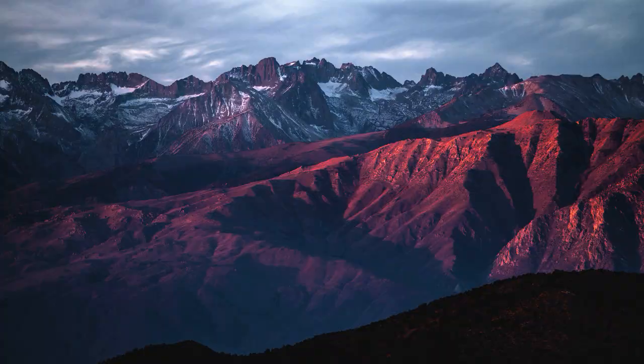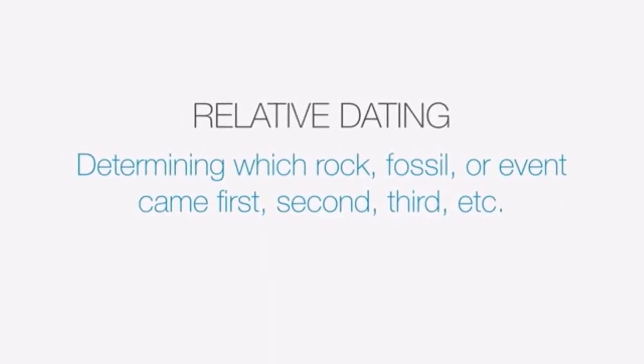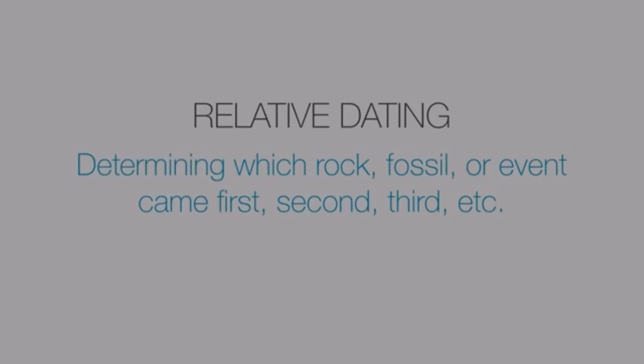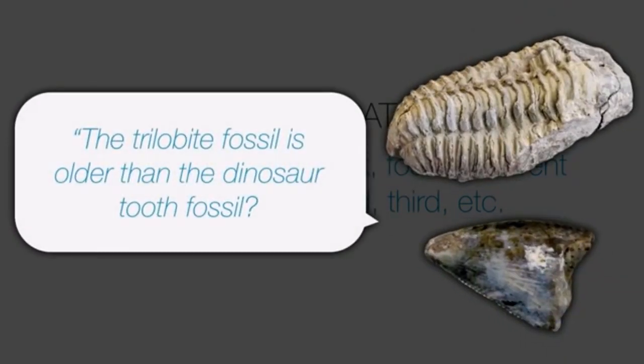So here it is. Relative dating. Now this would be figuring out simply which rock or fossil or geologic event came first, which one came second, third, etc., without using any specific quantitative values. For example, if I were to say the trilobite fossil is older than the dinosaur tooth fossil, that would be an example of relative dating, because I'm not using any numbers, I'm doing a comparison.